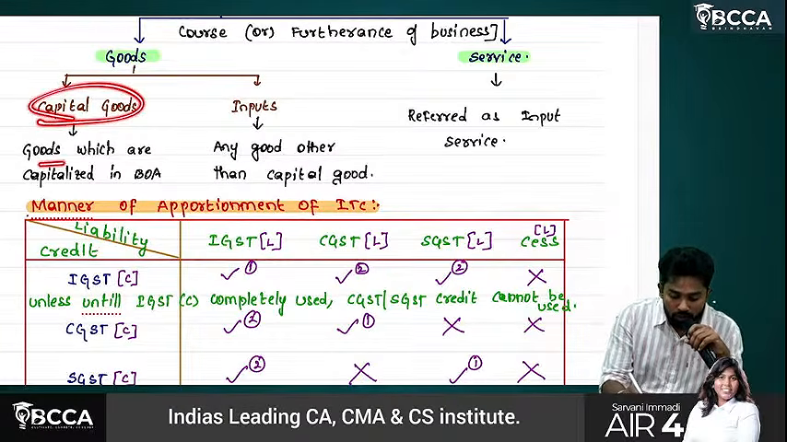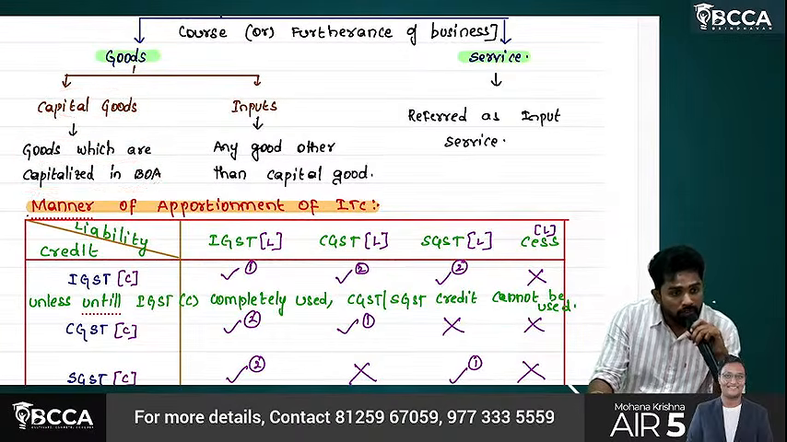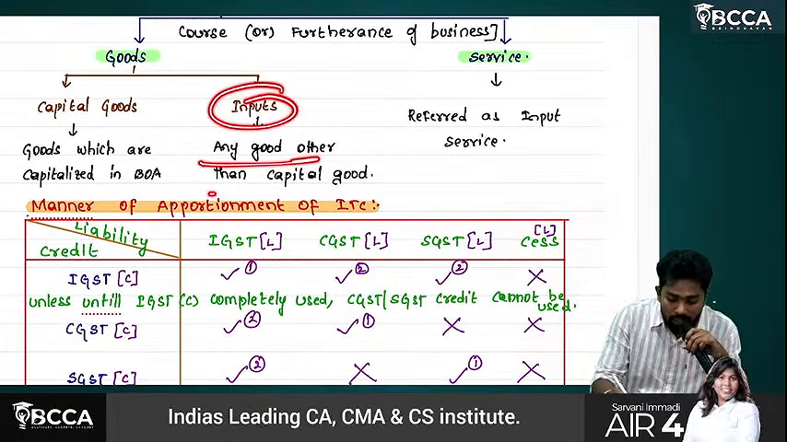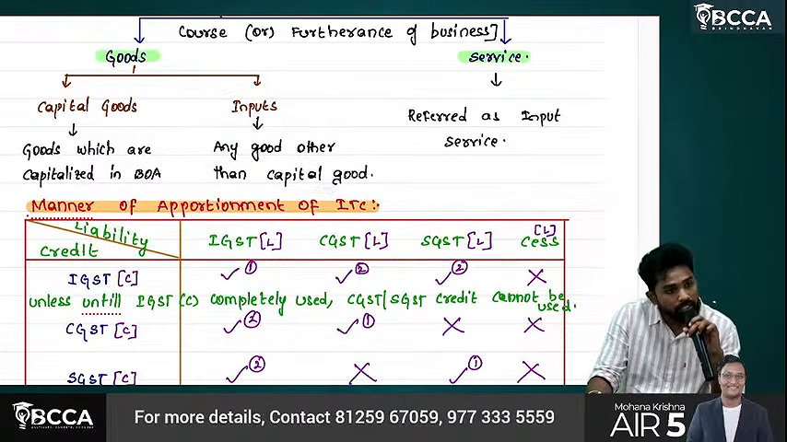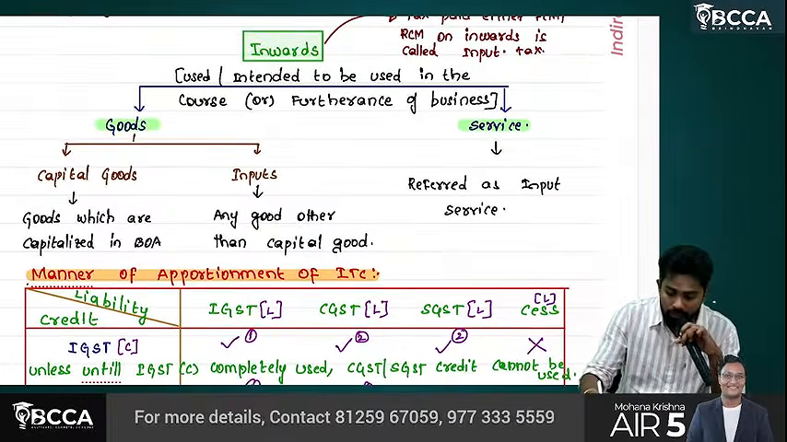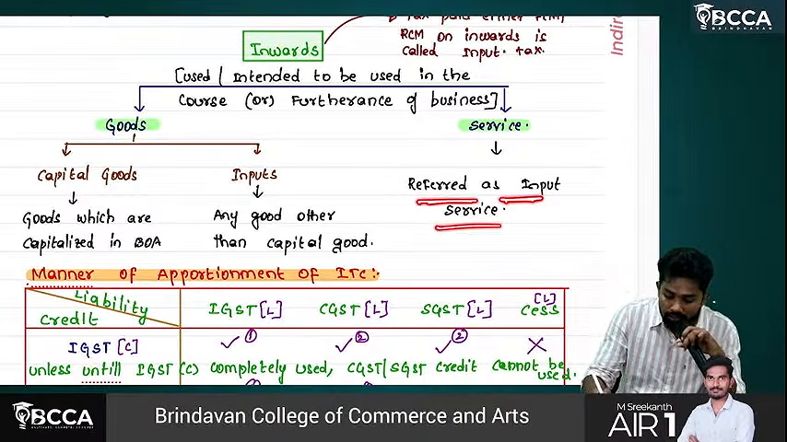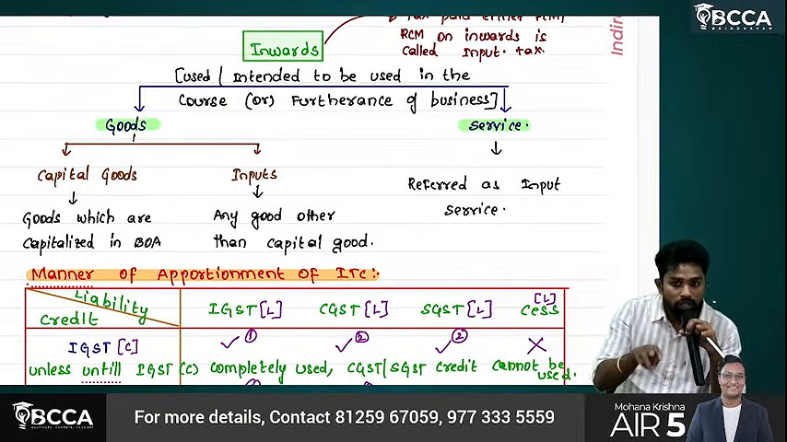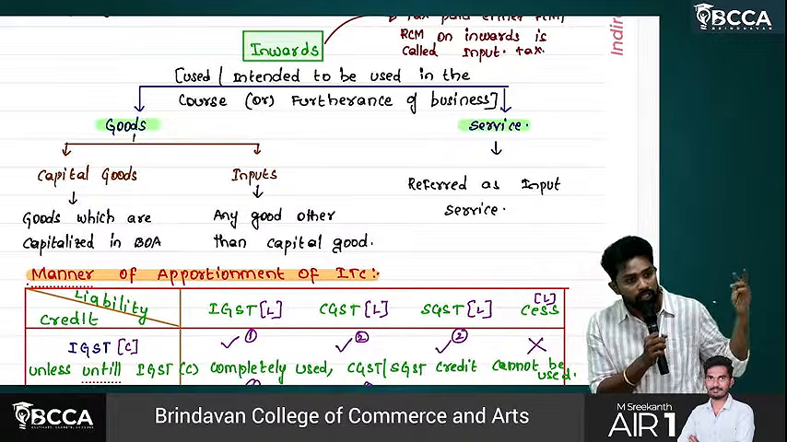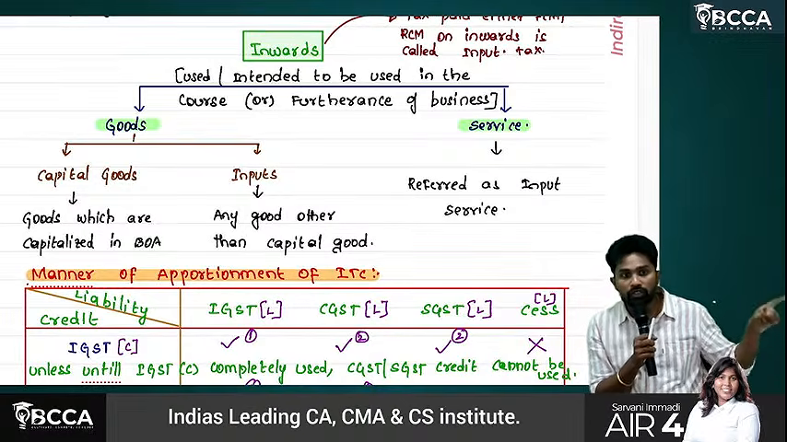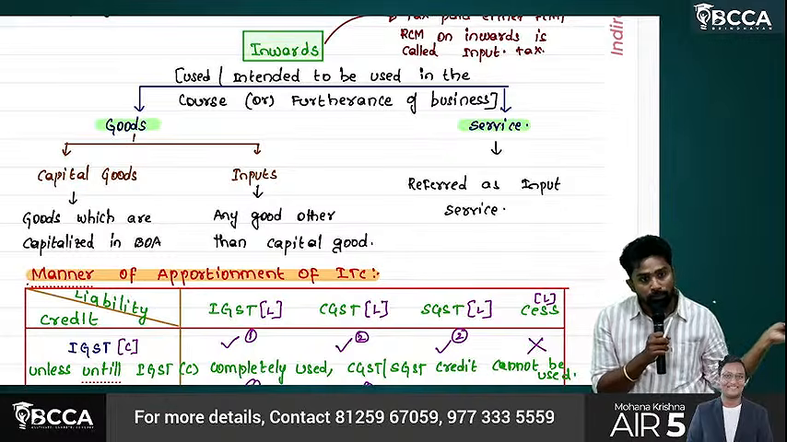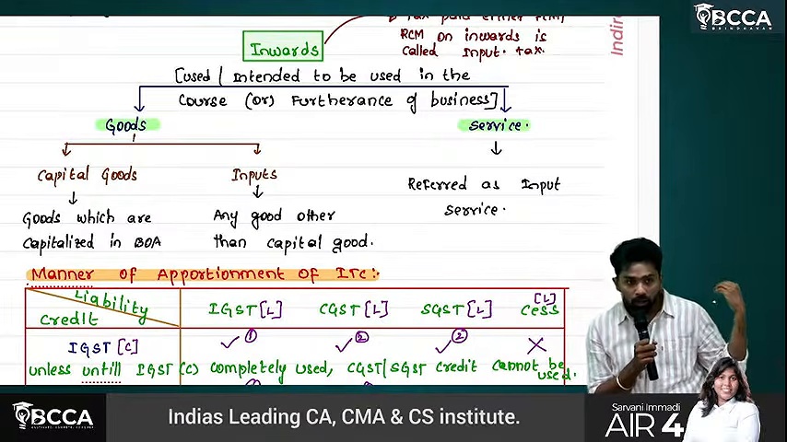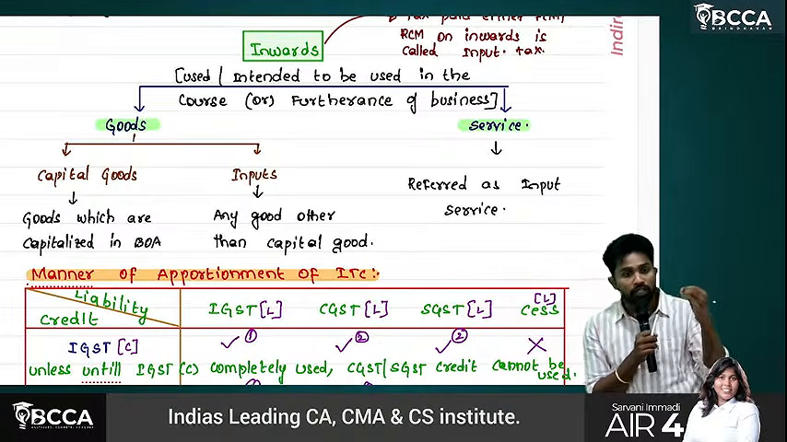Capital goods means goods which are capitalized in books of accounts. Inputs means any good other than capital goods. So our inputs can be of three types: input service, capital good, and input. Goods are of two types: if capitalized in books of accounts, capital good; if not, input. Inward service is called input service. On all these three, if they are used for the business only, you can avail ITC.